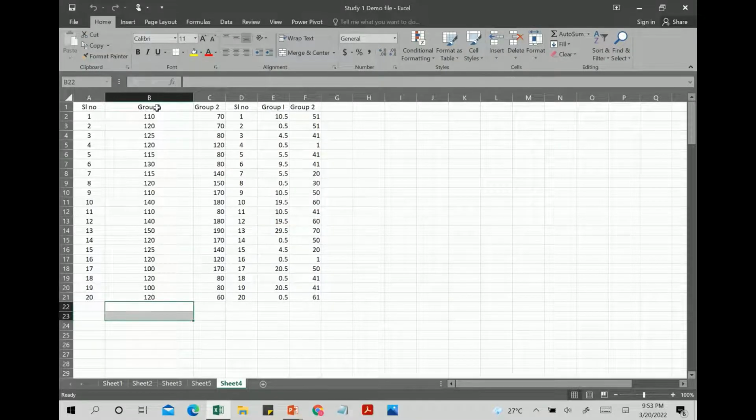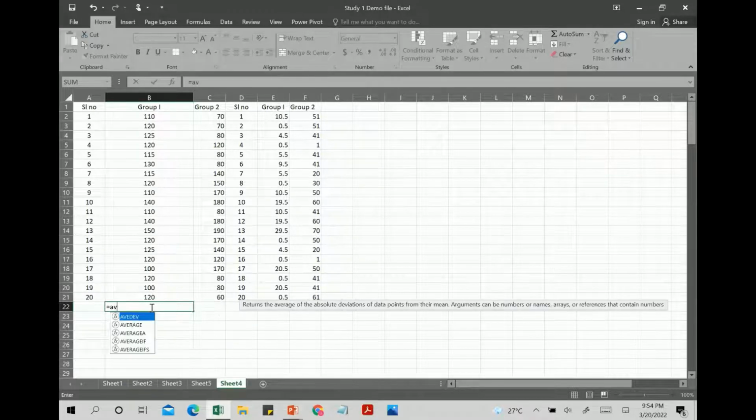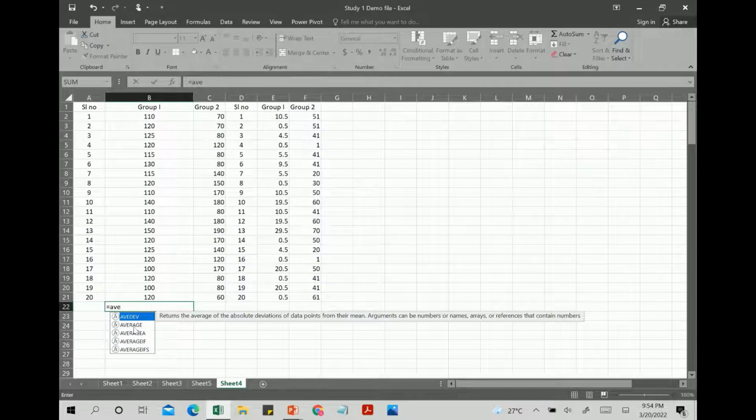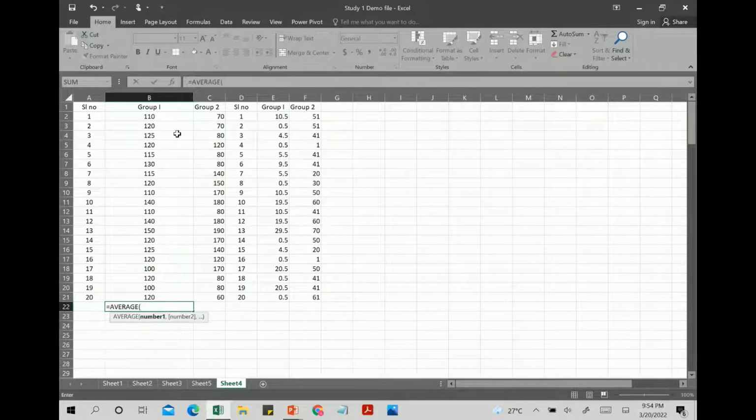This is data regarding systolic blood pressure for two groups. One is group 1 and the other is group 2. So here I am going to first calculate the mean value. Select one column box and place equal. Equal always gives us the function aspect. Then after the equal, write AVERAGE. You will get average. Just double click on the average.